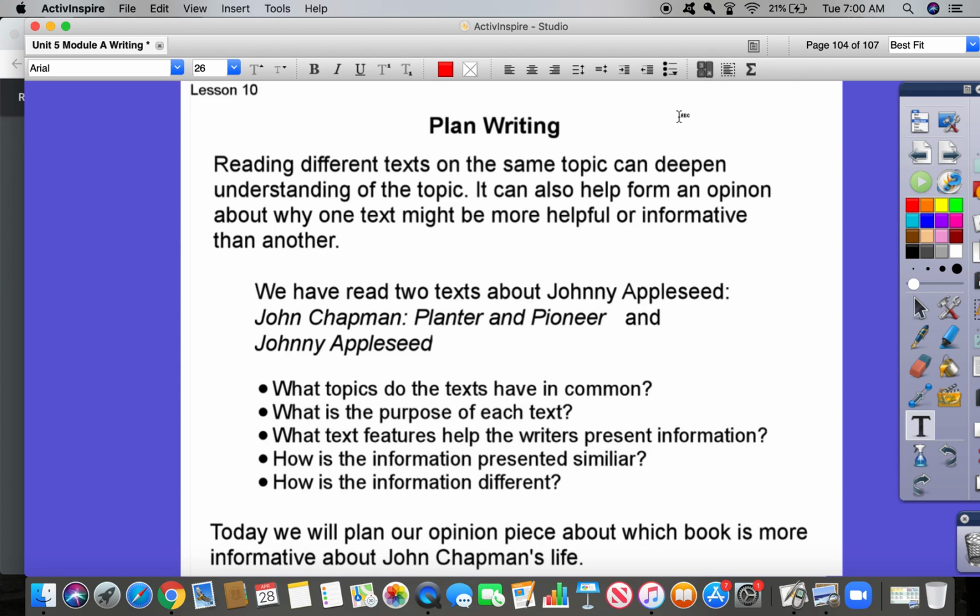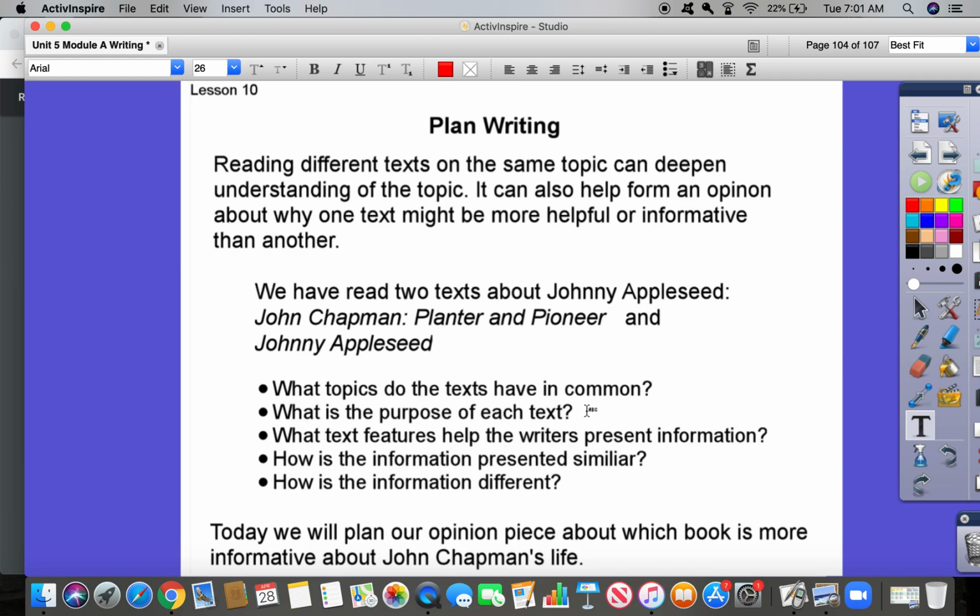So plan writing. Reading different texts on the same topic can deepen understanding of the topic. It can also help form an opinion about why one text might be more helpful or informative than another. We have read 2 texts about Johnny Appleseed, Chapman, Planter and Pioneer, and Johnny Appleseed. So let's look at some questions to help us plan. What topics do the texts have in common? That means, what do they share that's similar?